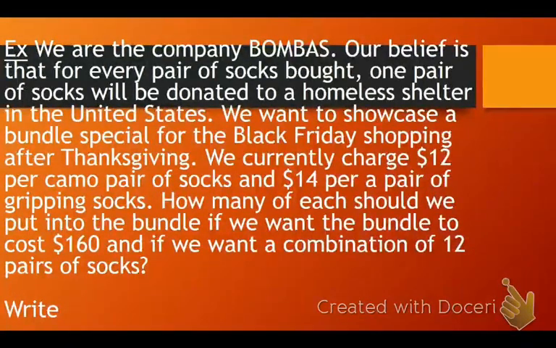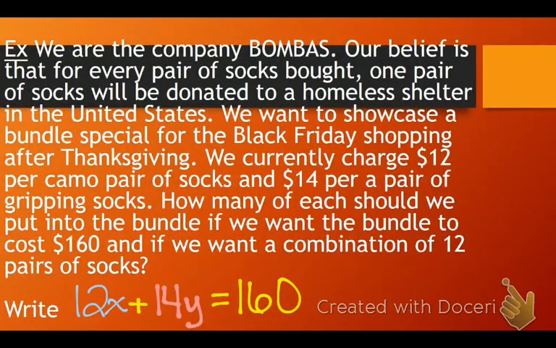So now that we're to the writing an equation stage, we've got $12 per camo sock plus $14 per gripping sock. Whoops, I meant y. And that's going to equal the total amount of cost we've got, which is $160. Yesterday, it was about this time that I asked, wait a second, there's something else that we're not keeping track of. When you have 2 variables going on, you've got to figure out what's something else that is being involved besides just dollars? So we put all the dollar sign stuff together, but then we want a combination of 12. So we throw in the fact that if we know the number of camo socks, we could take 12 minus that amount to figure out the number of gripping socks.